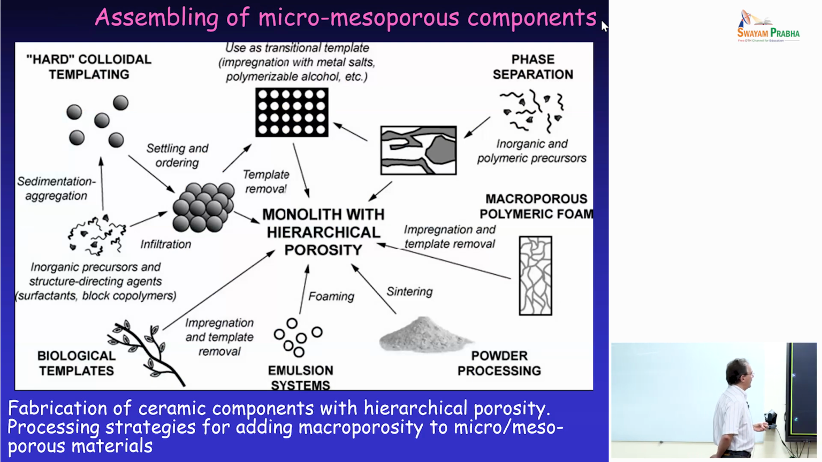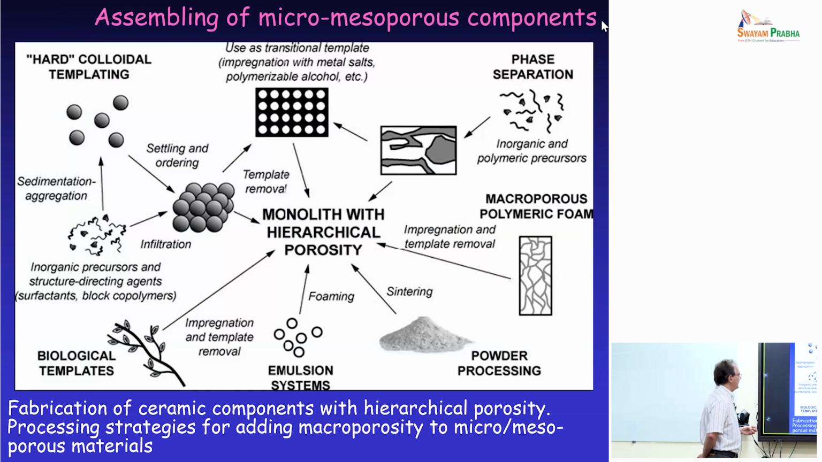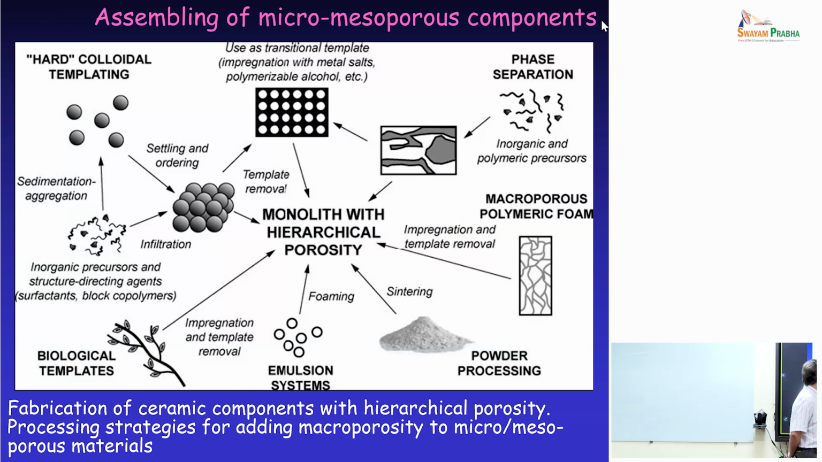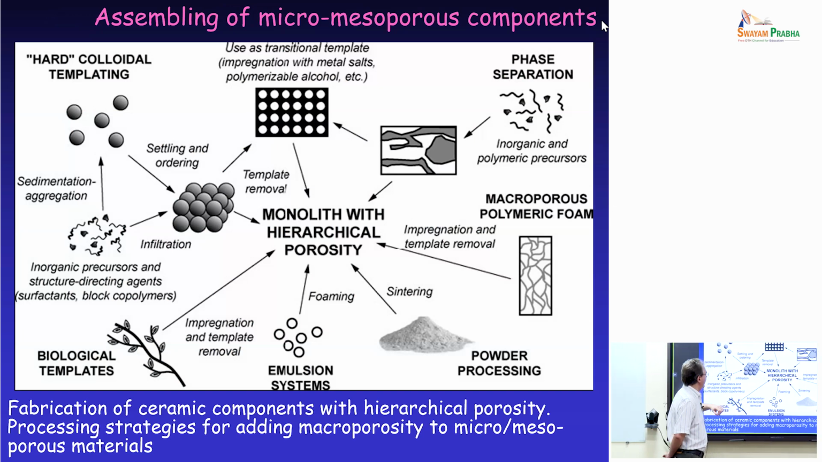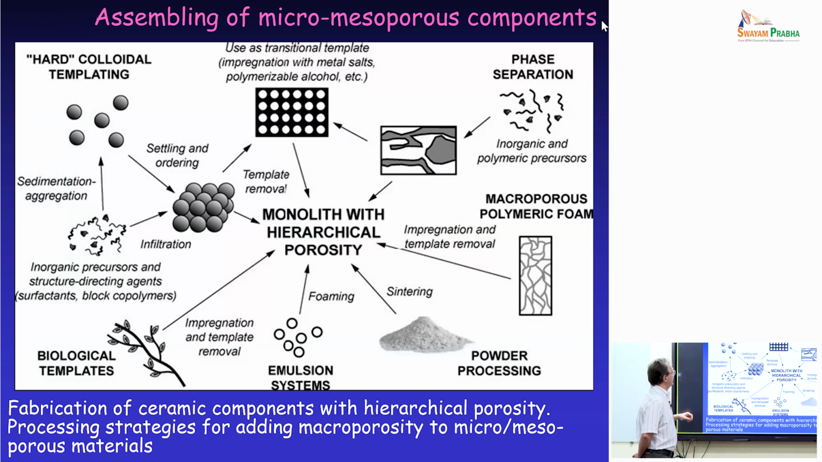So without going into too much detail, you form your monolith with a hierarchical porosity, starting from micromesoporous components, and you can use hard colloidal templating. You can use biological templating. You can make emulsions, powder processing plus sintering. You can make microporous polymeric foam and impregnate and remake the template, or you can have phase separation.